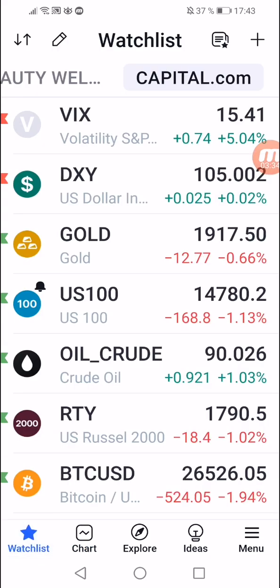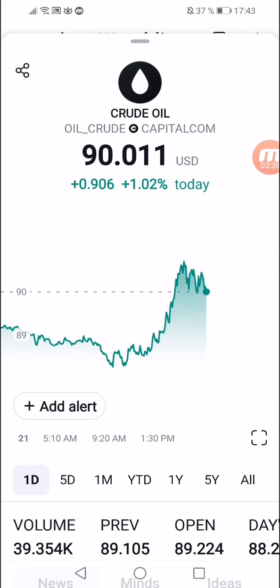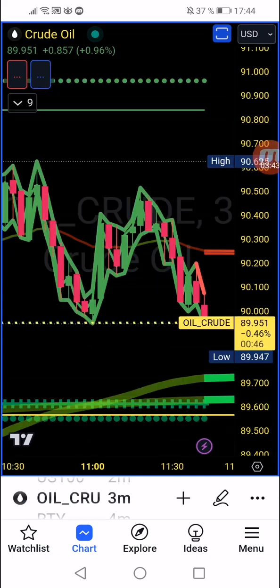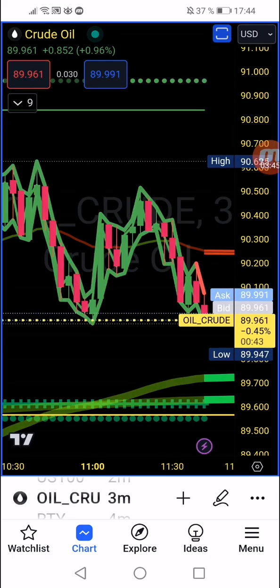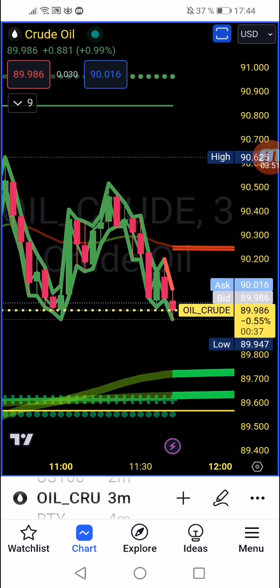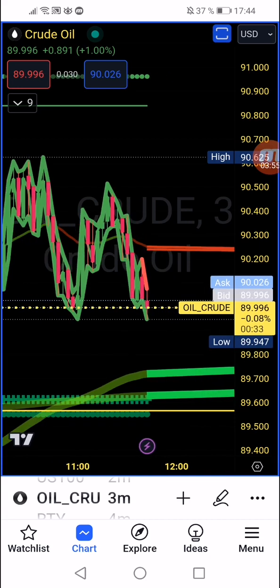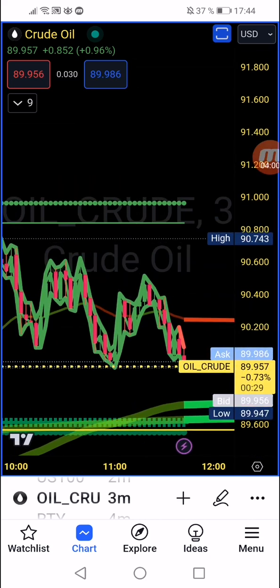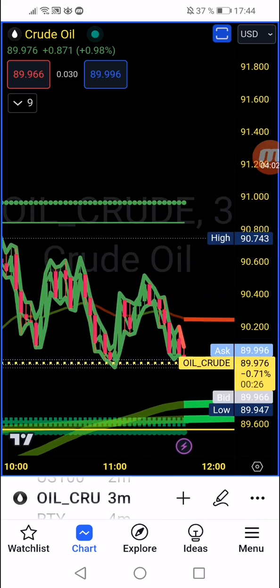We go, for example, to the oil market, right? Oil market long, and look how it's looking. And now you see the oil market is exactly the opposite. The oil is coming down currently, but you see all the lines are green, meaning oil is extremely bullish.